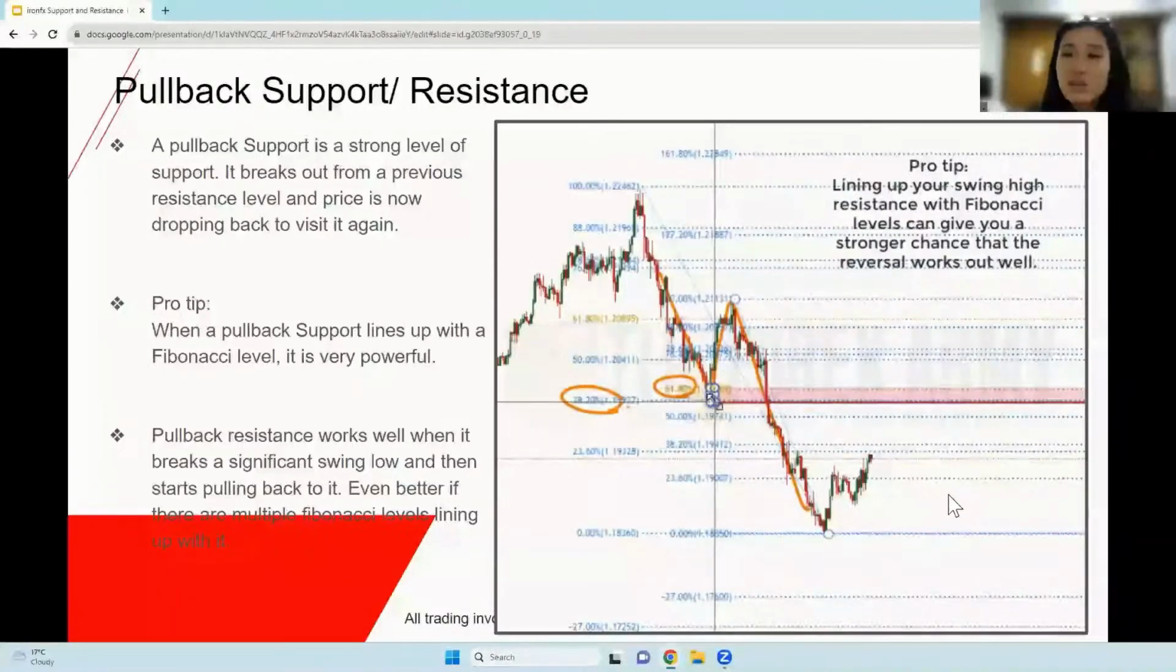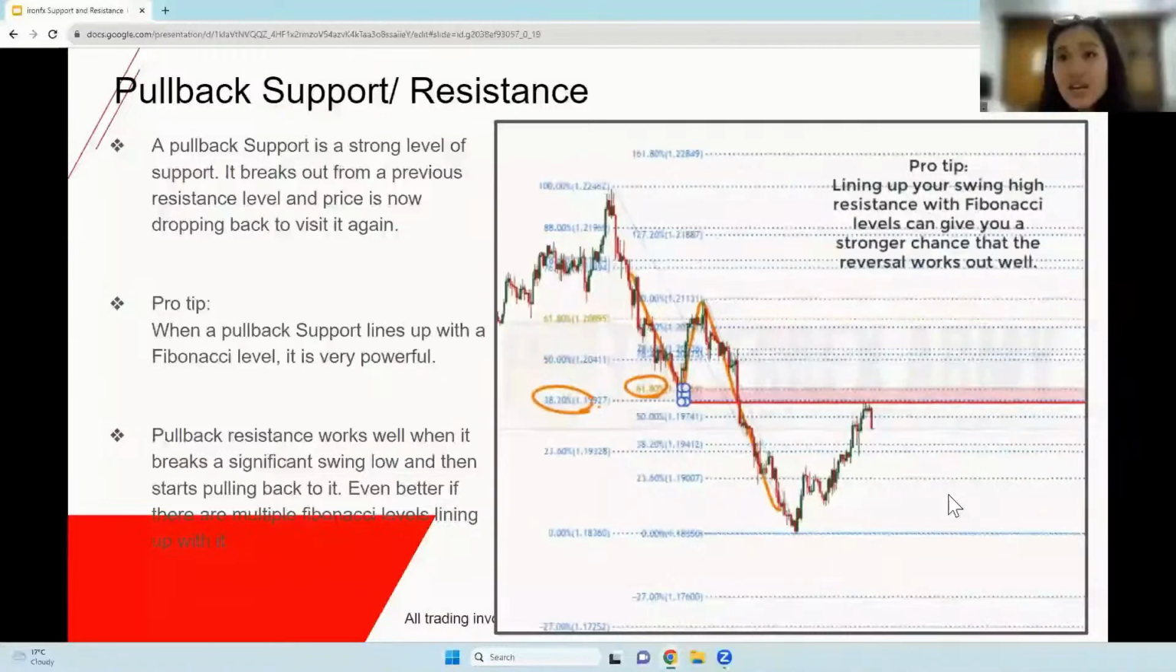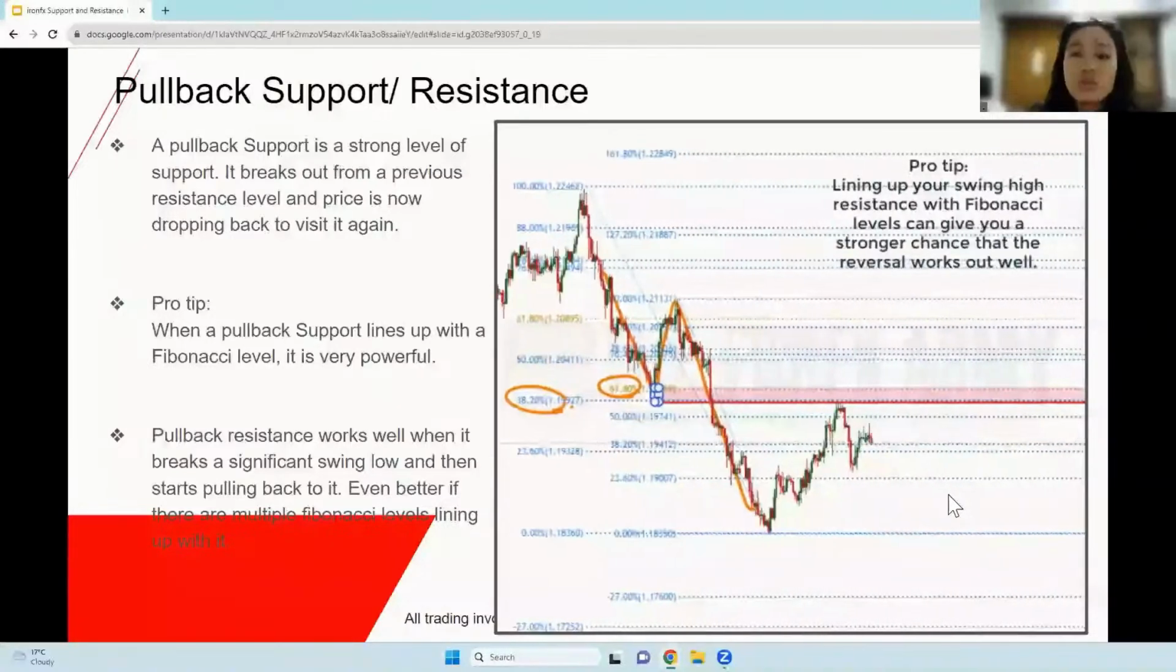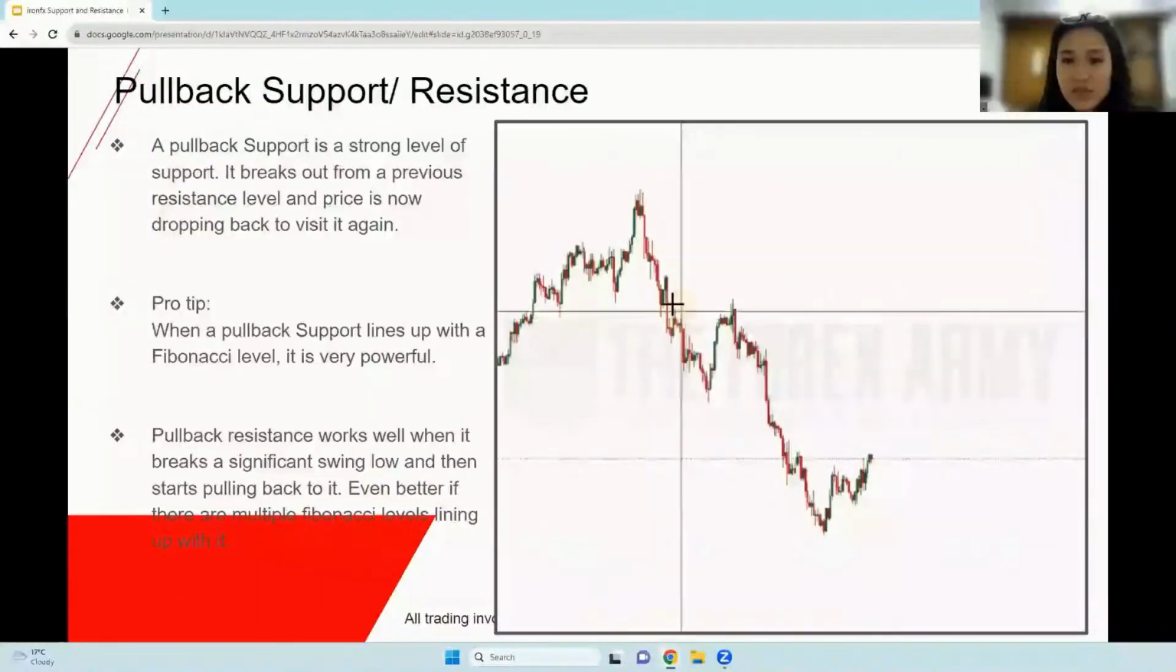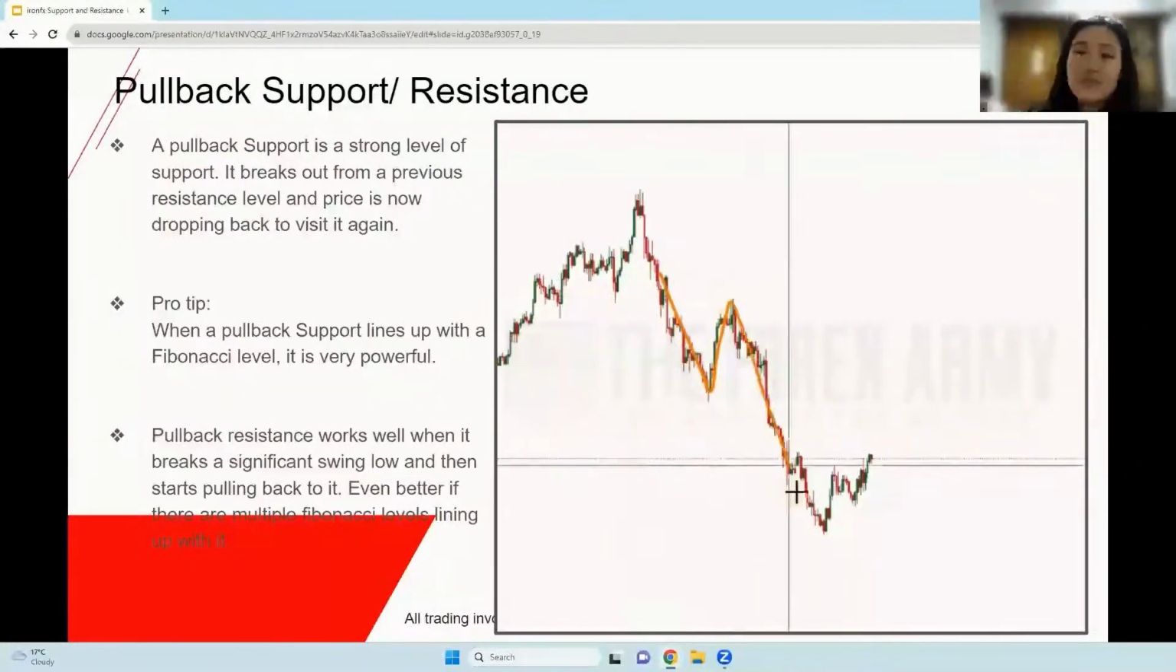And that's why we call it a pullback resistance, because we are expecting price to retrace back to the level and pull back to it. It is a little bit confusing, so let me know if you have any questions.